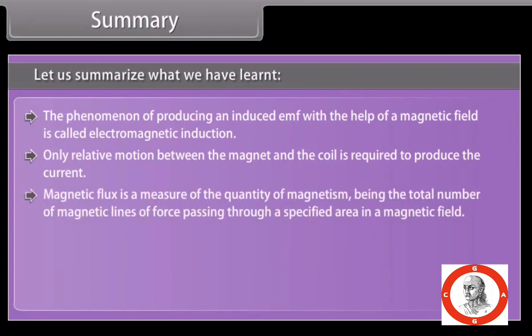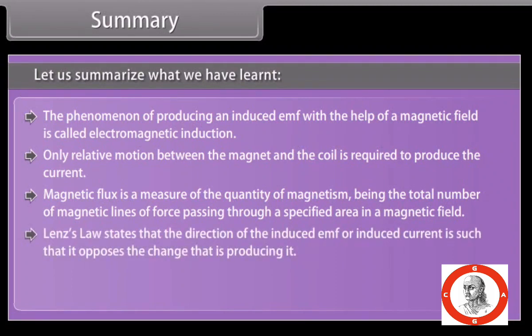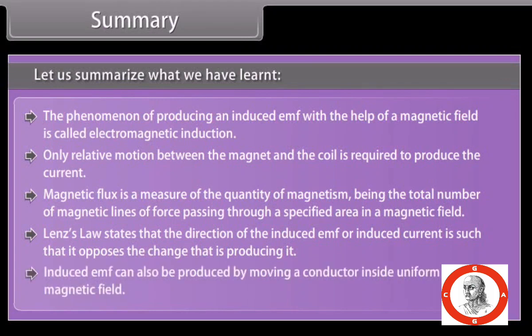Magnetic flux is a measure of the quantity of magnetism, being the total number of magnetic lines of force passing through a specified area in a magnetic field. Lenz's law states that the direction of the induced EMF or induced current is such that it opposes the change that is producing it. Induced EMF can also be produced by moving a conductor inside a uniform magnetic field.